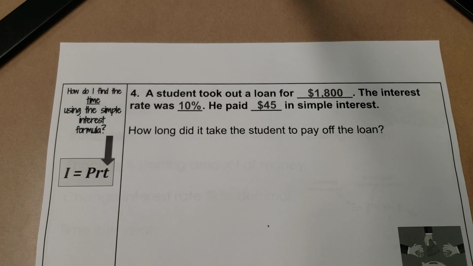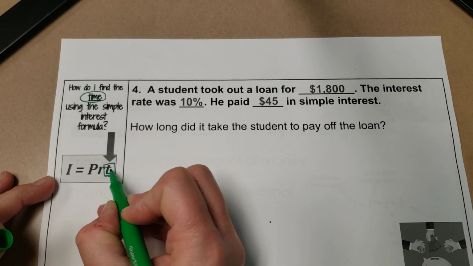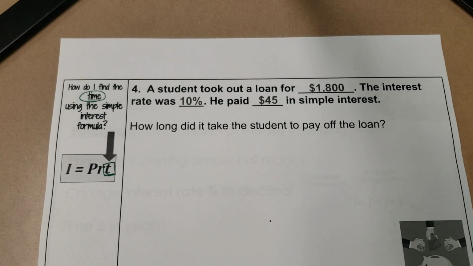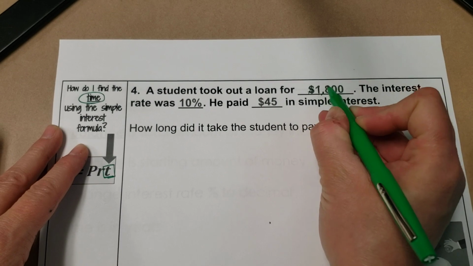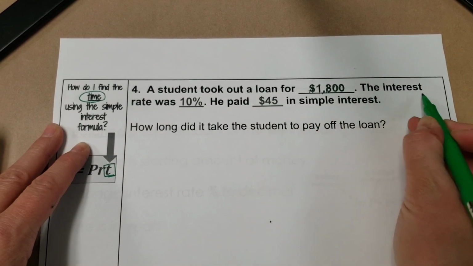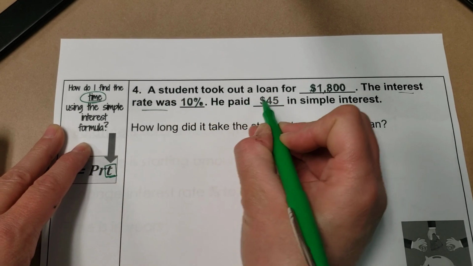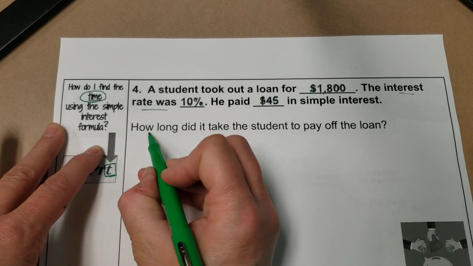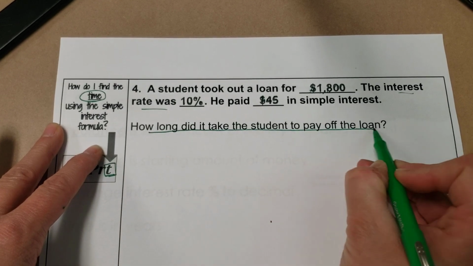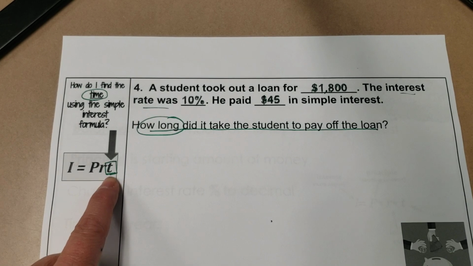This time we're going to see if we can use the formula to find time, which is this one right here. So time is going to be our unknown. A student took out a loan for $1,800. The interest rate was, let's fill in 10%, and he paid $45 in simple interest. But how long did it take the student to pay off the loan? How long was the loan for? Do you see how we're searching for time?